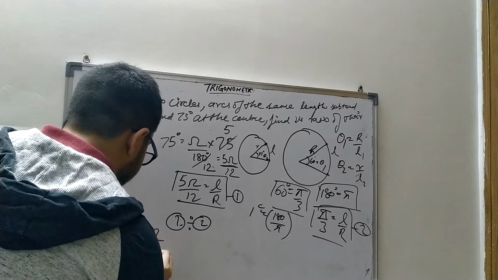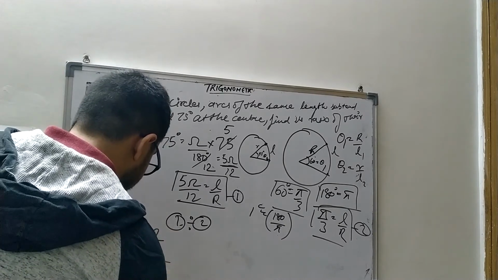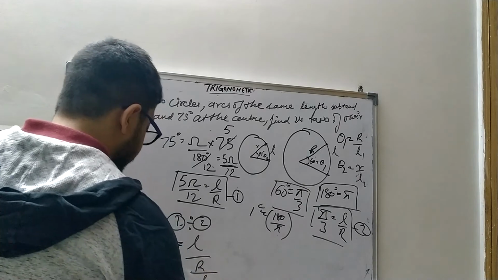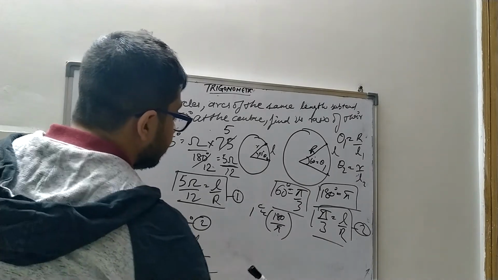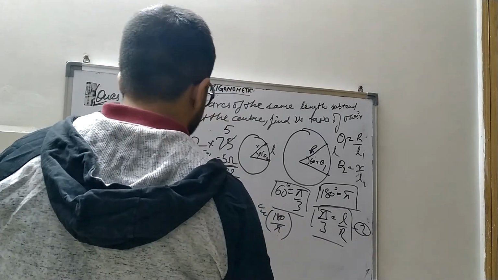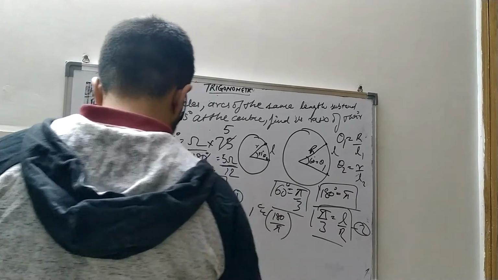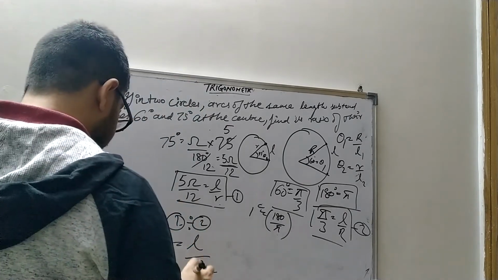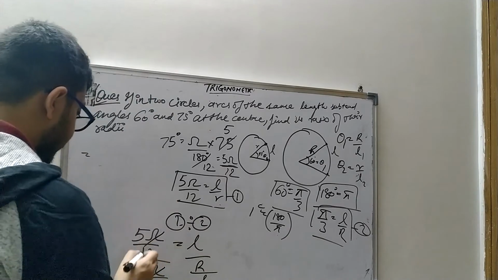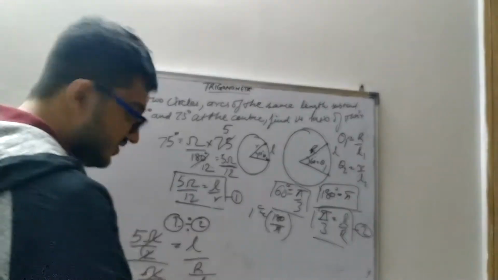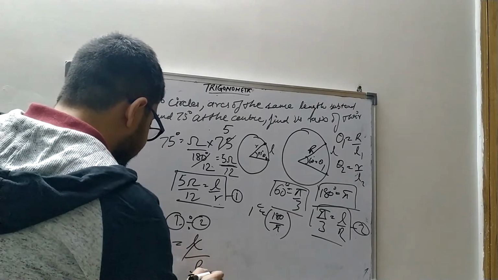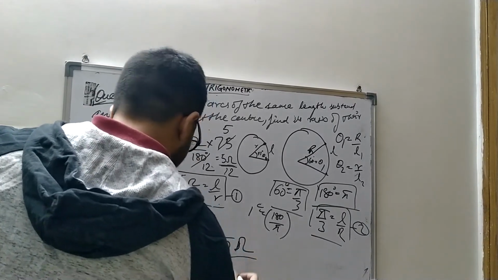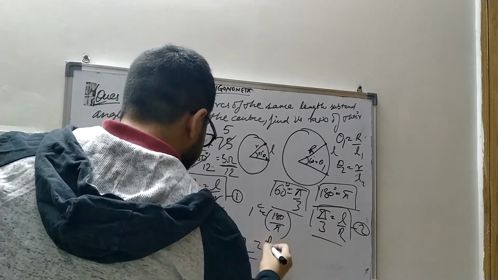5 pi by 12 into 5 by 3, L upon... pi cancels with pi, 3 cancels with 12, 4 and L cancels with L, so we are left with 5 pi by 4 is to 2 R by R.